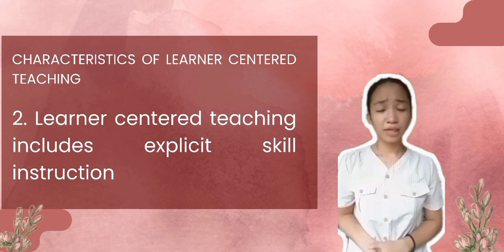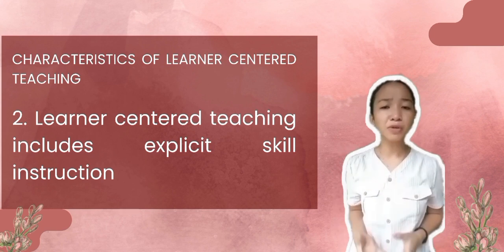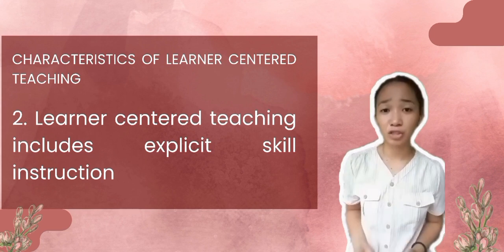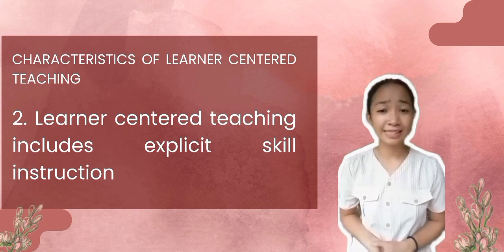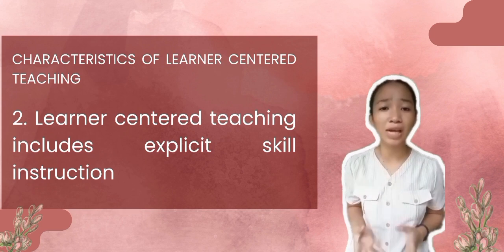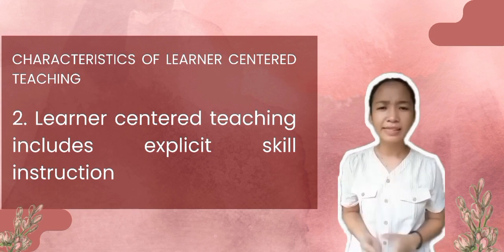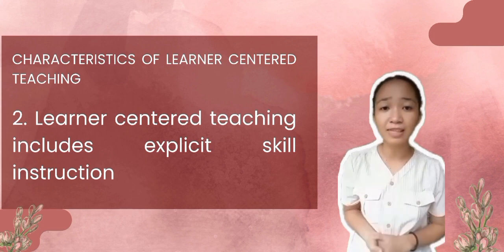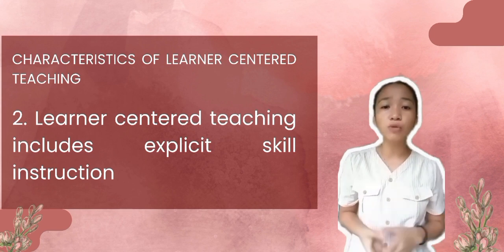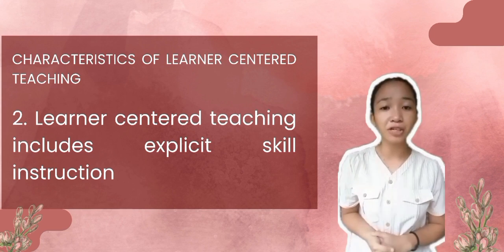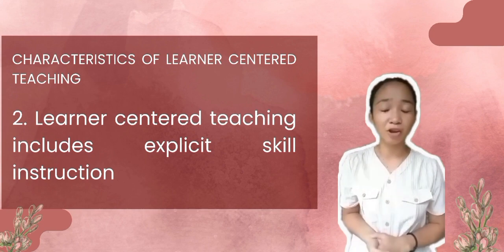Second characteristic in learner-centered teaching. Number two, learner-centered teaching includes explicit skills instruction. When we say explicit skills instruction, it refers to teaching specific skills directly and clearly to students. This means that the teacher provides step-by-step guidance and explanations on how to perform a particular skill. This approach helps students become more independent learners and build confidence in their abilities.